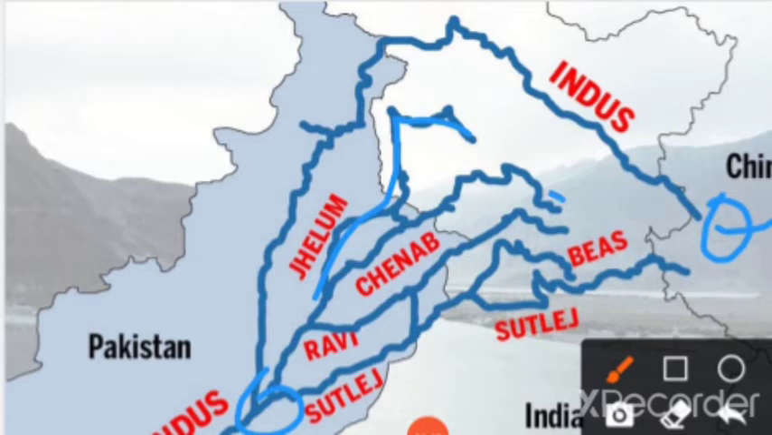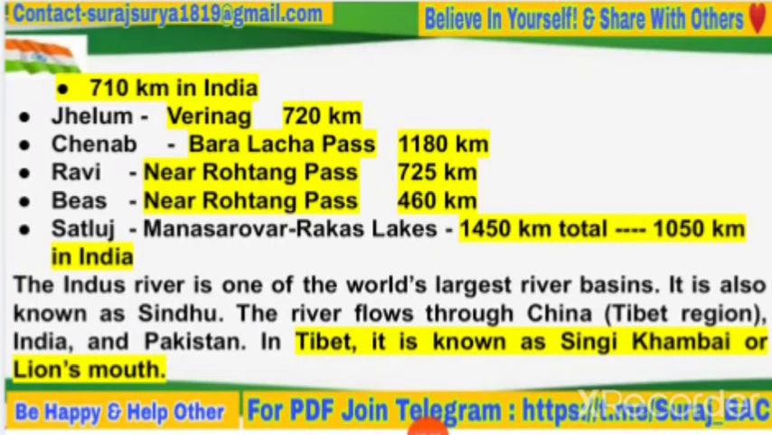Then the important river Chenab, which originates from Himachal. Then we will know about the origination point of the Ravi River. Beas, which is the main important river in Himachal Pradesh. Then Sutlej, which originates near the Bokhar Chu Pass in the Tibetan range, at an elevation of approximately 4000 meters above sea level. So these rivers together make the Indus River system. Let's have a look at the important points of the Indus River system.